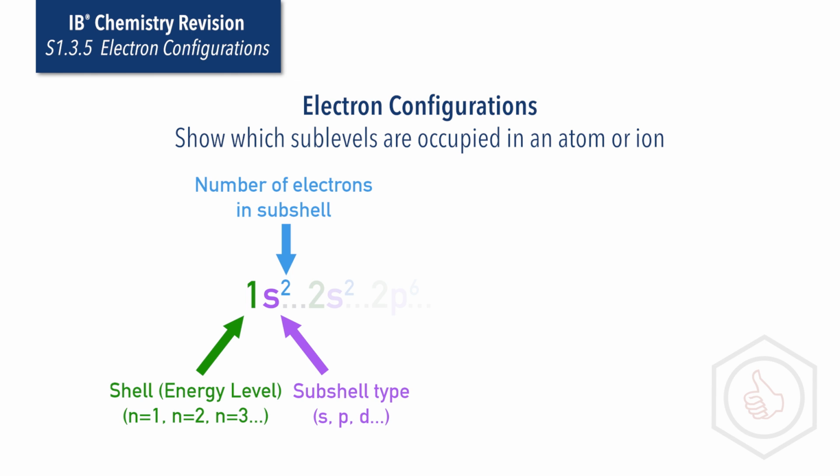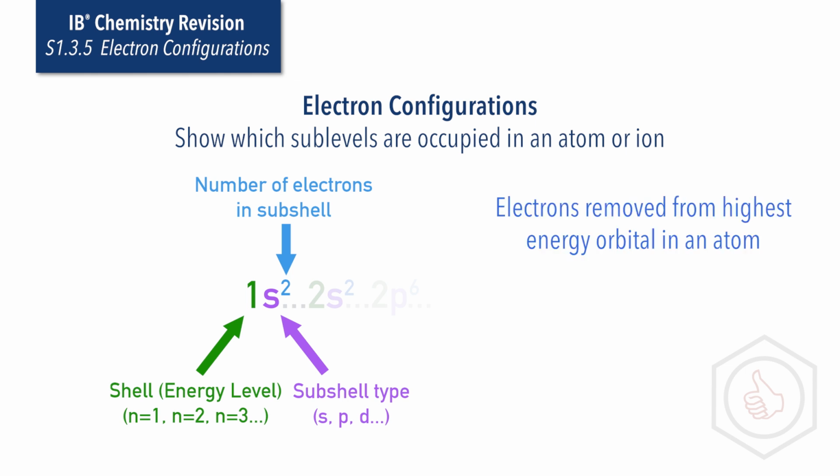We can also write electron configurations for charged ions. For positively charged ions, we remove electrons from the highest energy level in a neutral atom of the element. For transition metals, we remove 4s electrons before 3d electrons.